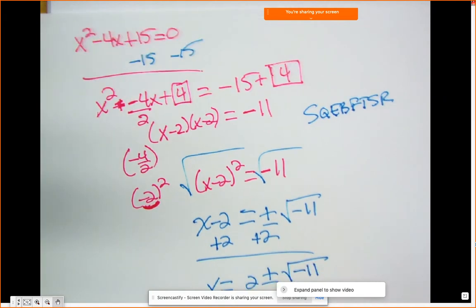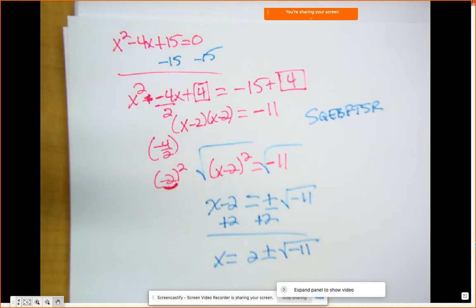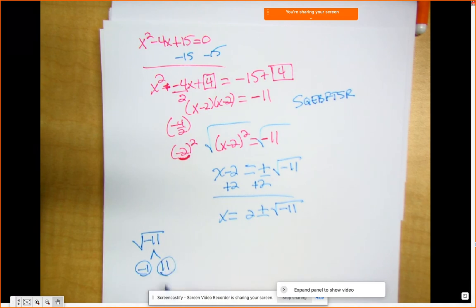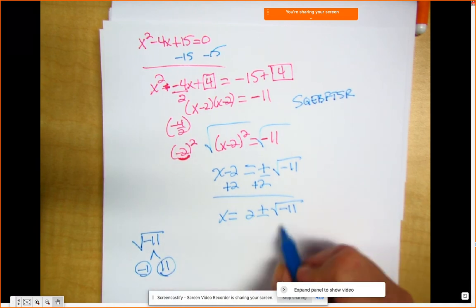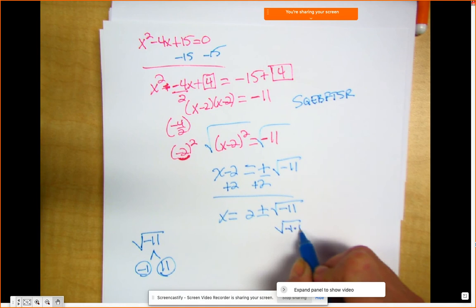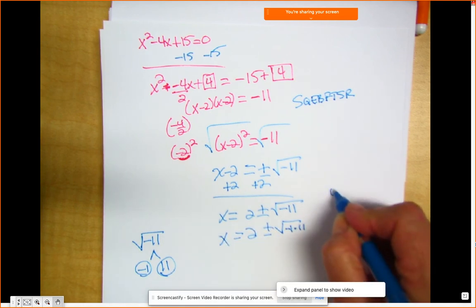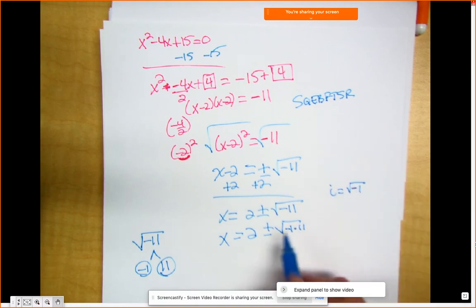Well, I can still simplify that. I'm going to go ahead and prime factor square root of negative 11. Okay, it's negative 1 times 11. Well, 11 is also prime. So the only thing I can do, though, is rewrite this as negative 1 times 11. Remember that we learned about i, that the i is equivalent to the square root of negative 1. So I could cancel out this i, or basically say, come on out and make i. So this is going to be 2 plus or minus i root 11.